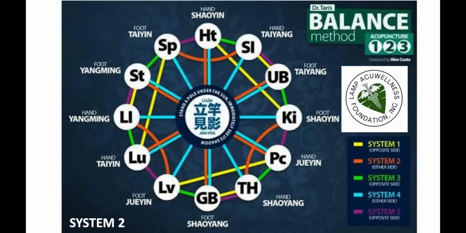Heart and kidney will balance each other, but this has to be done contralaterally, meaning the right balances the left, the top balances the bottom, and the back balances the front. This also follows the mirroring and imaging.